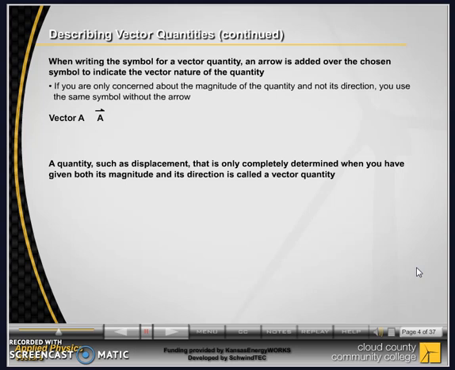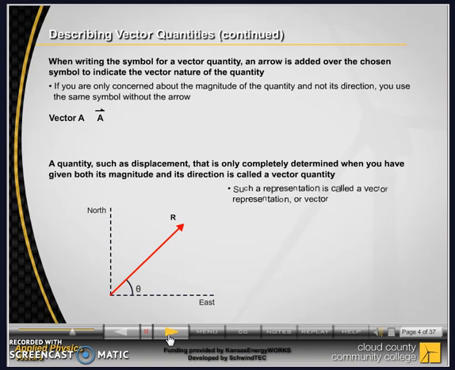A vector quantity can be represented graphically by an arrow in which the shaft of the arrow represents the line of action, and the arrowhead is the direction of action along the line. Such a representation is called a vector representation or vector. The length of the line gives the magnitude of the vector. Thus, a displacement of 8 kilometers northeast is represented by a vector 8 units long making an angle of 45 degrees to the easterly direction.